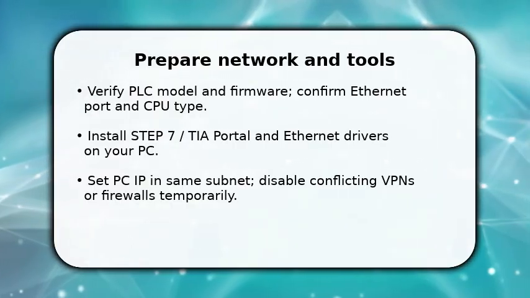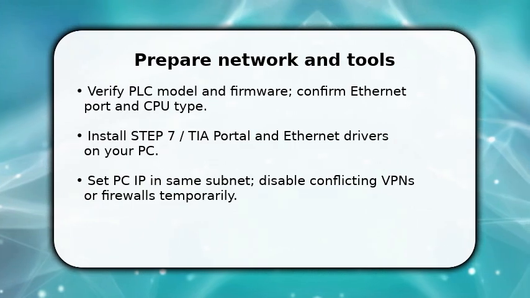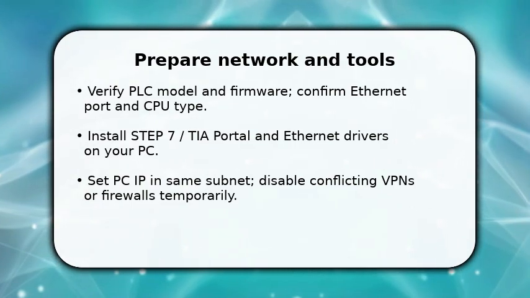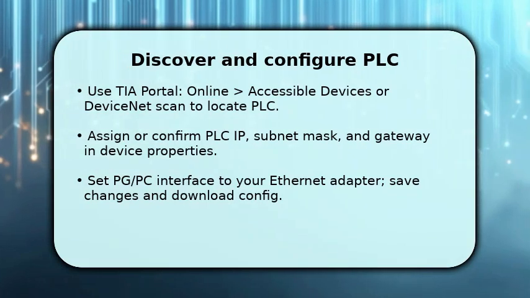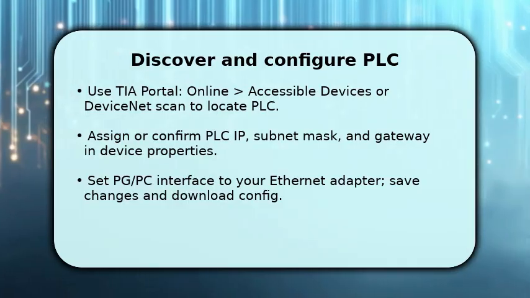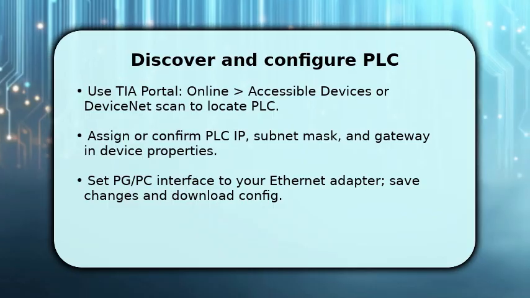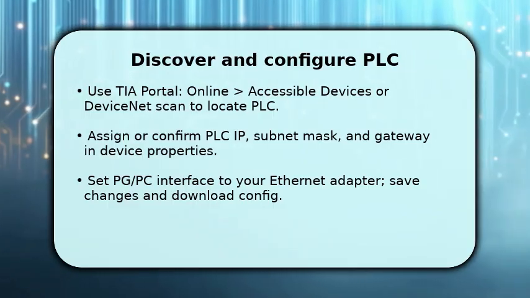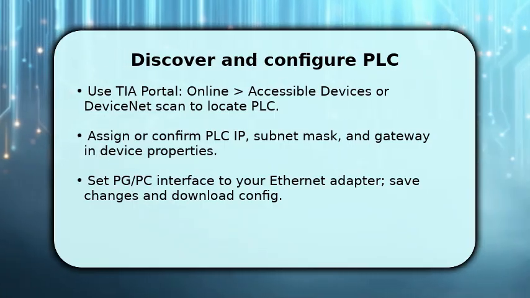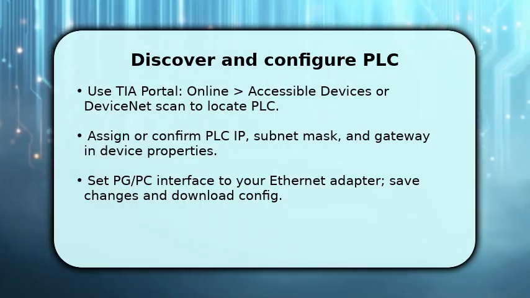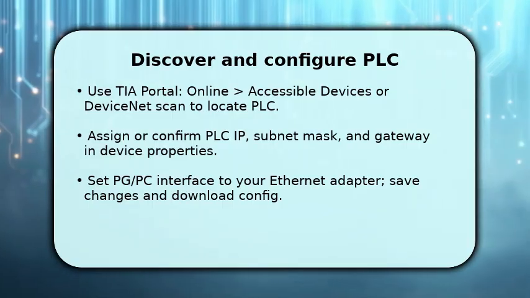Once done, physically connect the Ethernet cable to the PLC and your switch or PC so you can proceed to device discovery. Now open TIA Portal and use online accessible devices to discover the PLC on the network. This finds devices by ARP and Siemens discovery protocols. Make sure your PG/PC interface is set to the correct Ethernet adapter so packets route properly.